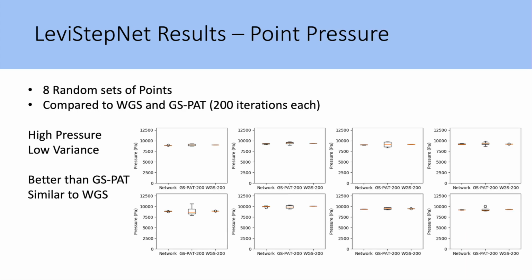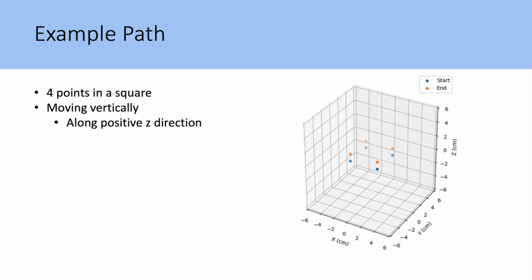This shows the pressures of points for the first frame in 8 random sequences for LeviStepNet, as well as 200 iterations of both WGS and GS-PAT. LeviStepNet is able to outperform GS-PAT and is very close in the accuracy achieved by WGS. For a specific geometry, this square setup was used. 4 points start in a square at z equals 0, the blue points, and they end 1 centimeter up in the vertical z direction, which is the orange points.